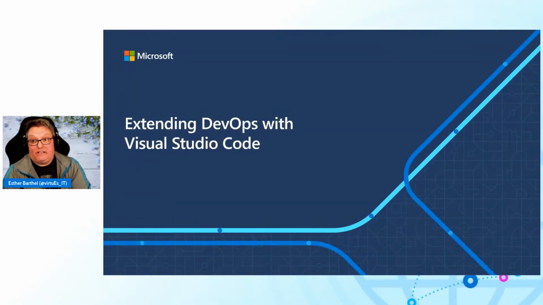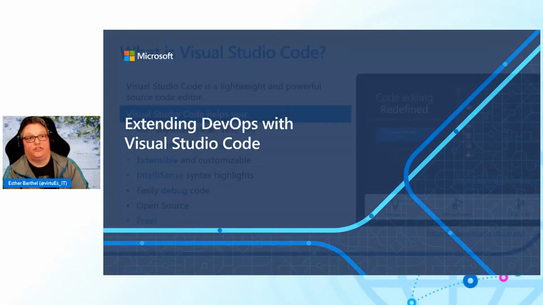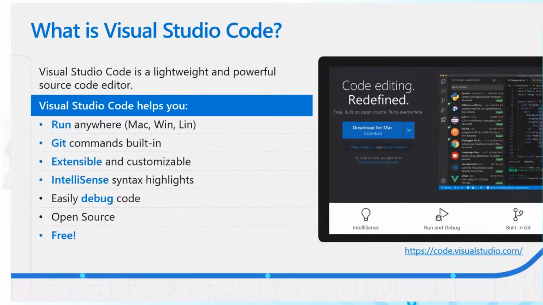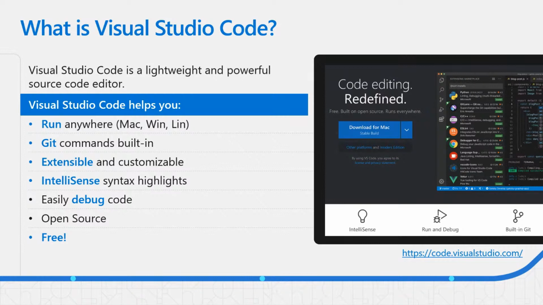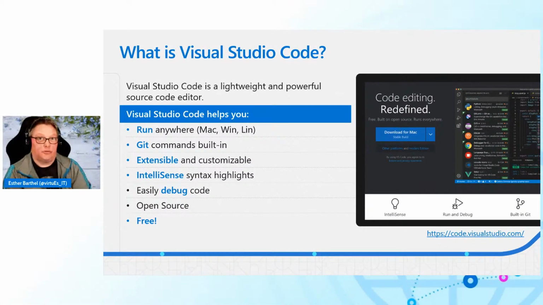And last but not least, I wanted to focus on Visual Studio Code and how it can help you extend your DevOps strategy. Visual Studio Code is a lightweight and powerful source code editor that can run on any system, whether it's Mac, Windows, or Linux. And it has Git commands built in, so it can easily connect to your centralized repositories and check in and check out code. It's extensible and customizable. It has IntelliSense syntax highlighting, which definitely helps me in all the scripting that I do in different scripting languages. It easily debugs code, and it's open source and free.